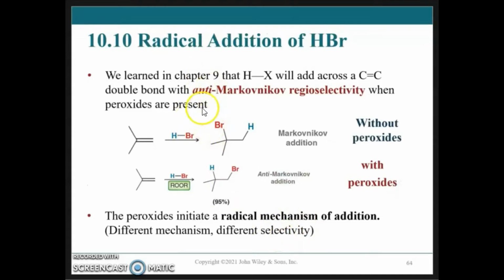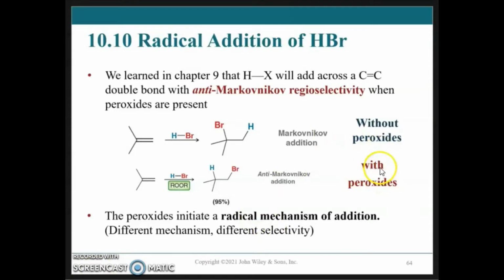So radical addition of hydrobromide is our next topic. In chapter 8, actually section 8.5, is where we first encountered hydrohalogenation of an alkene. And under conditions without peroxides present, we saw that we had the bromine adding at the more substituted carbon position and the hydrogen at the less substituted position. And that was termed Markovnikov's addition.